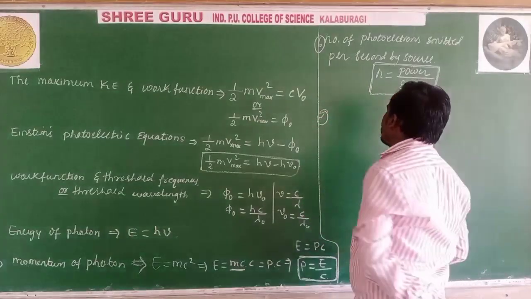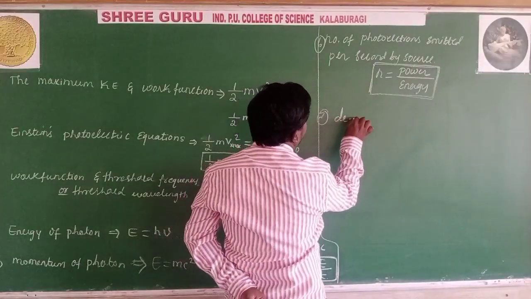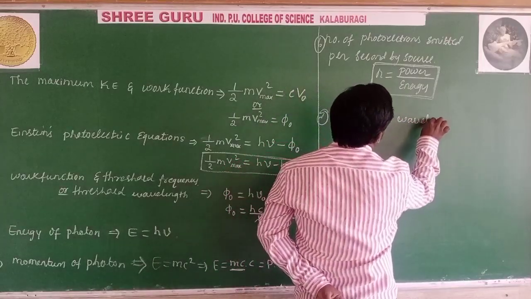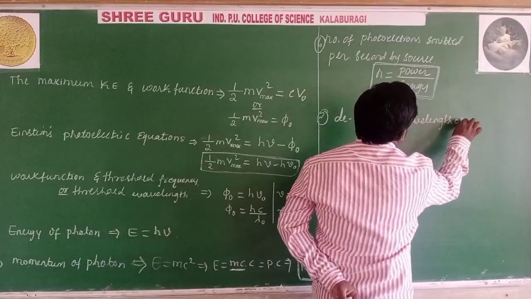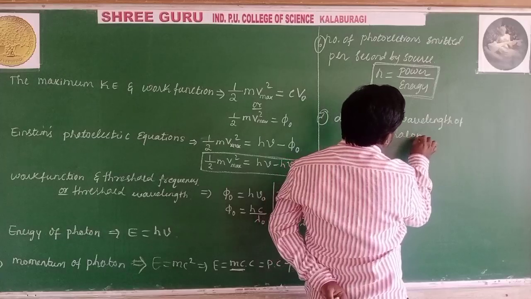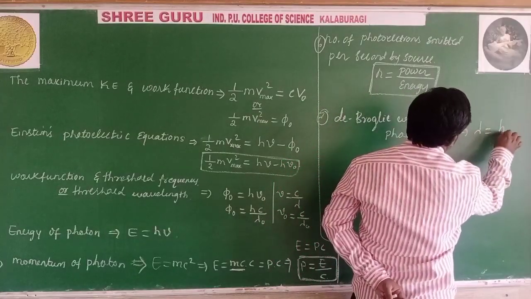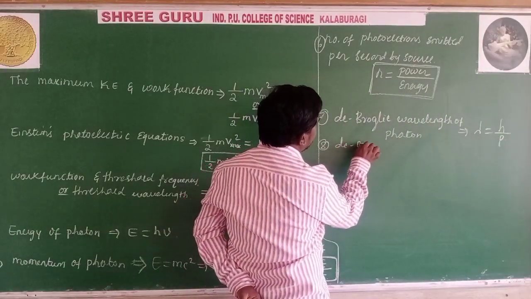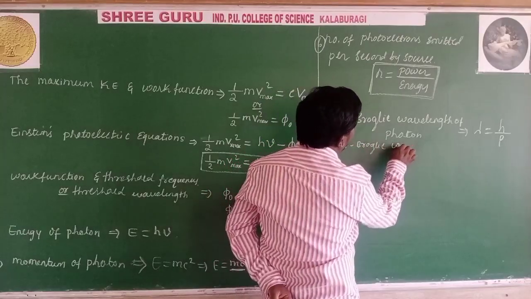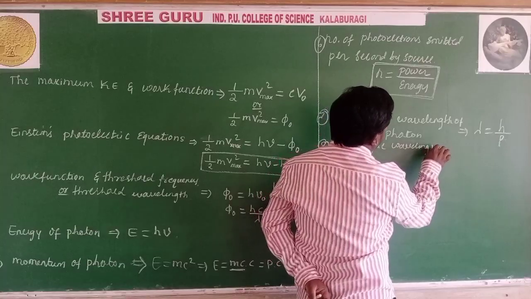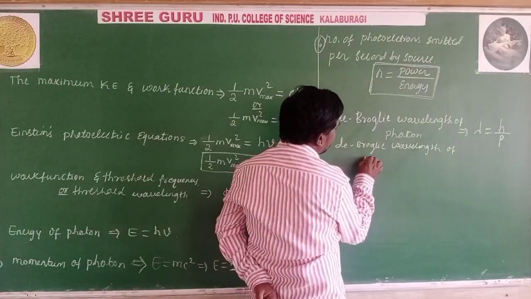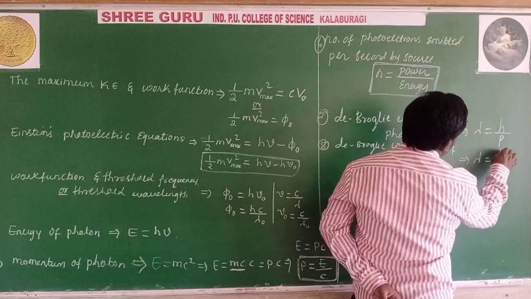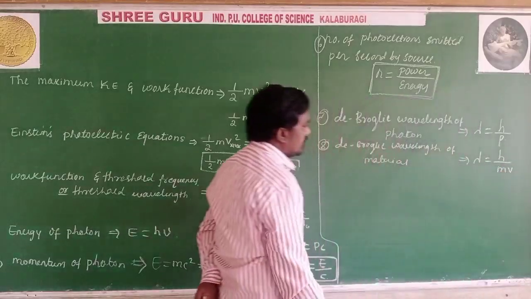Now the very important one is the de Broglie wavelength. The de Broglie wavelength of a photon is lambda equal to h by p, and the de Broglie wavelength of any type of material, considered in terms of momentum, is h by mass into velocity.